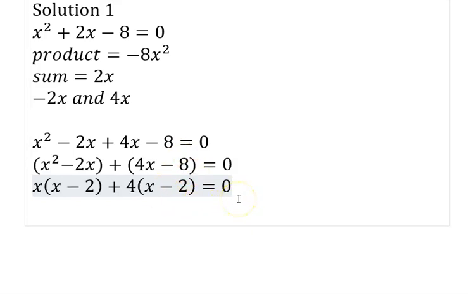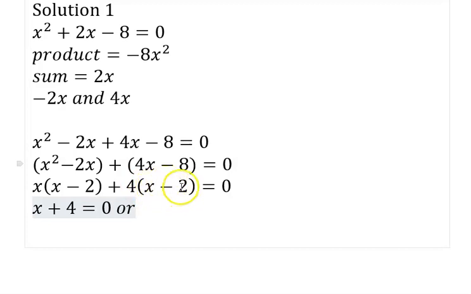All you just need to do is to do what? Bring out what is outside here and what is outside here. You bring it together. So you have x plus 4 times x minus 2 equals 0. So x plus 4 equals 0, or this one, x minus 2 equals 0.